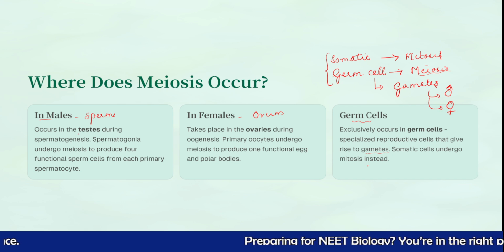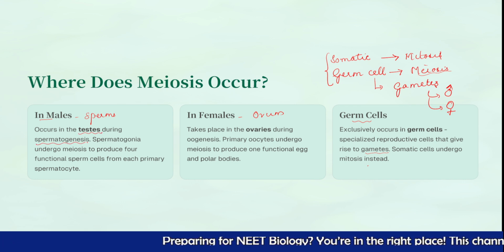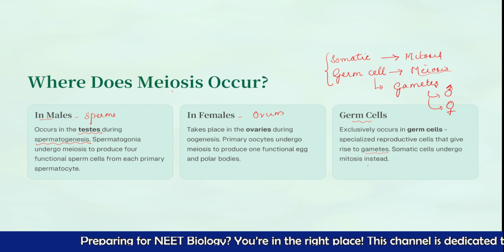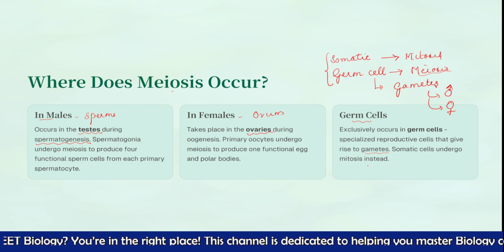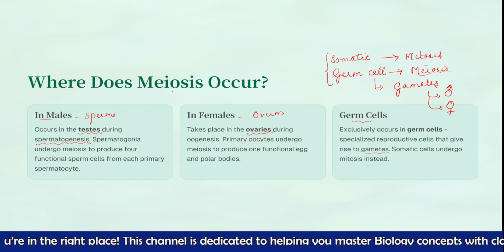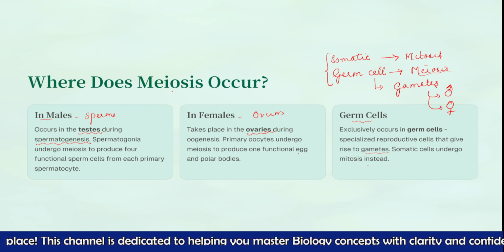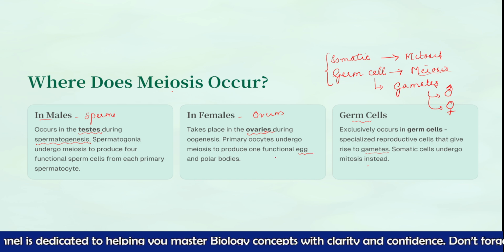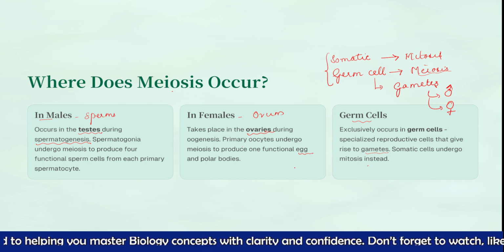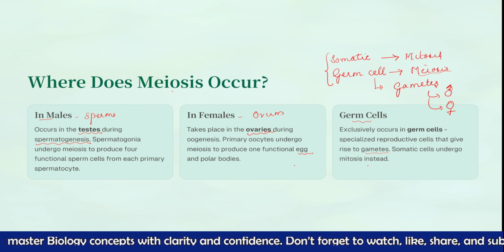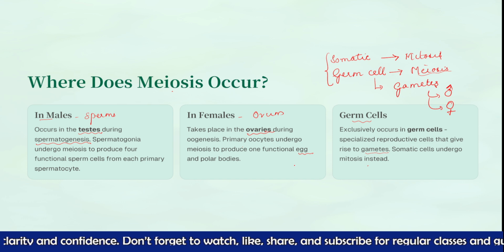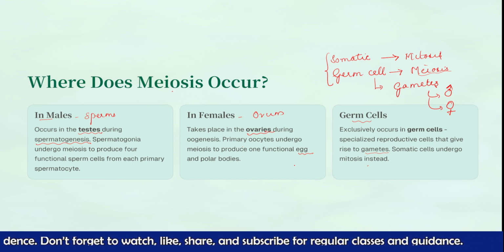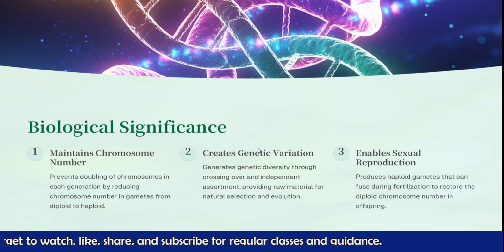The sperms are produced in the testis by the process of spermatogenesis, which is by meiosis. In females, the primary reproductive organs are the ovaries. Inside the ovary, the primary oocyte undergoes meiotic division to form the egg or the ovum, and that is through meiosis. So where does meiosis occur? Remember, exclusively in the germ cells, meiosis occurs, which results in the formation of the male and female gametes. Clear?